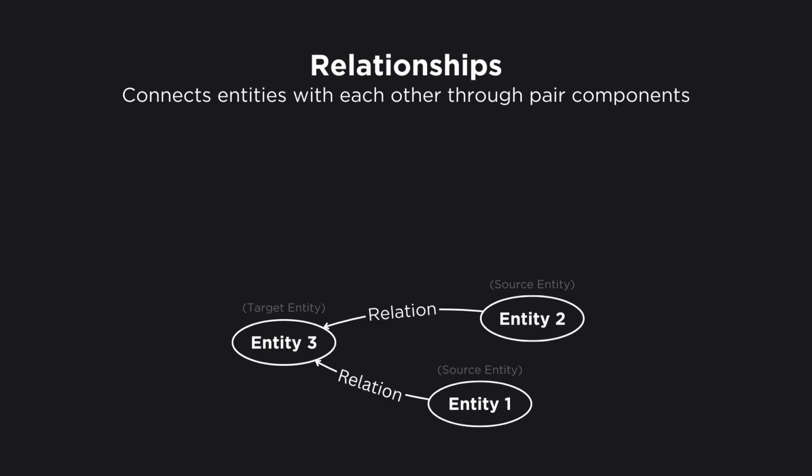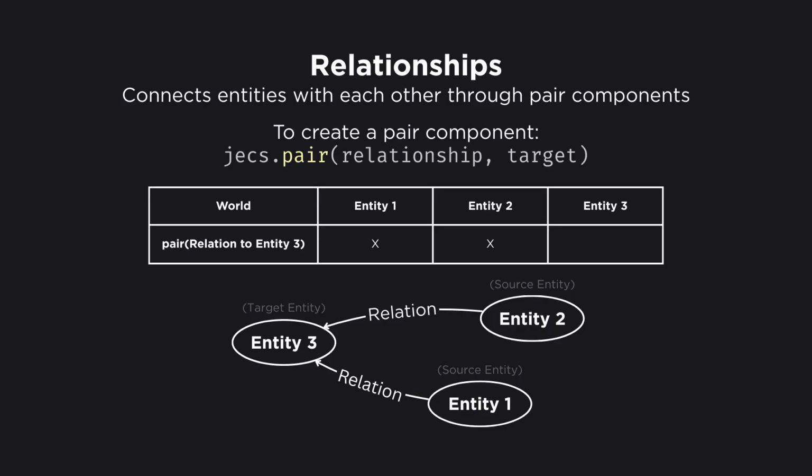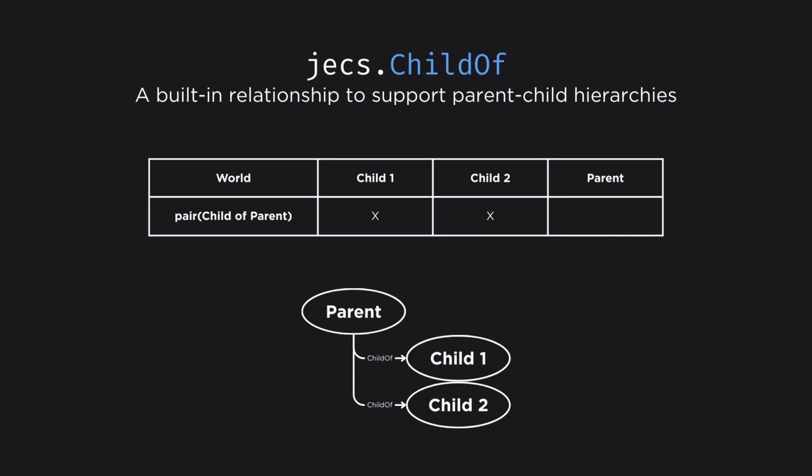This concept may be confusing at first, but essentially a relationship in jecs just means this entity is connected with this other entity in a specified way. To accomplish this, we can use the jecs.pair constructor, which contains two arguments, the relationship and the target, and both arguments can either be an entity or a component. The relationship is essentially how we want to relate the source entity with the target entity. An example is jecs.childof, which allows for parent-child relationships just like Roblox has.